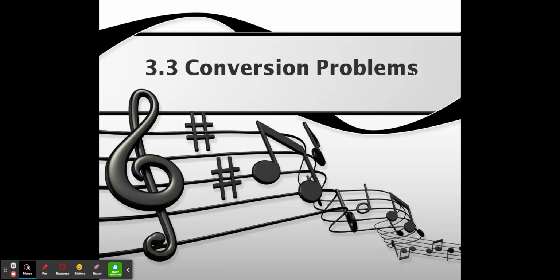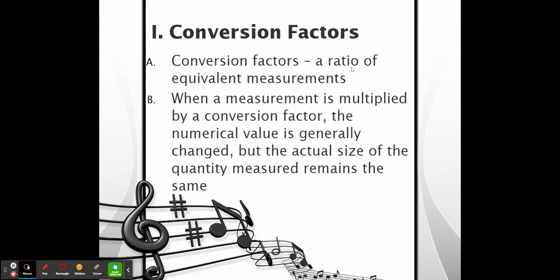So today we're going to talk about conversion problems. Conversion factors are a ratio of equivalent measurements. So it's like 1 foot equals 12 inches, 1 gallon equals 4 quarts, except we're going to be using the metric system in the class and not the English imperial system. So 100 centimeters equals 1 meter, 1,000 milligrams equals 1 gram, things like that.